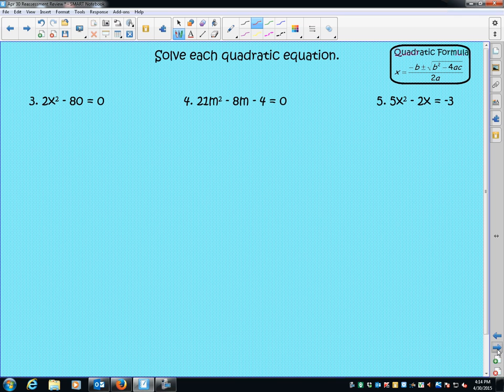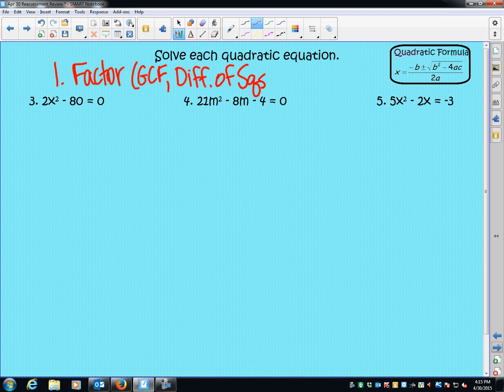Okay, so we're going to solve each quadratic equation, and there are 3 methods to solving that we have learned. One of them is by factoring. So you can factor by GCF, difference of squares, and trial and error. I abbreviate that TNE in my class. That's one way you can solve quadratics.